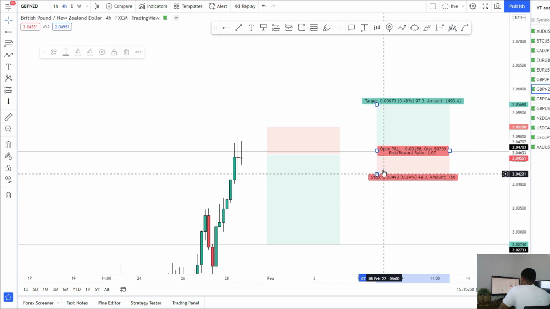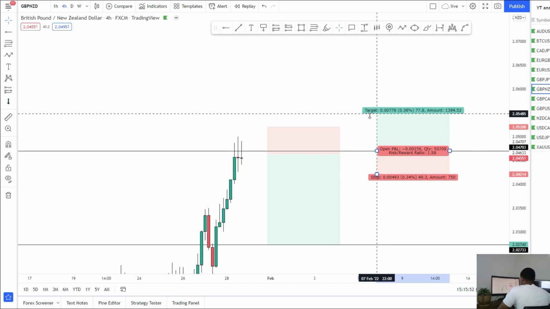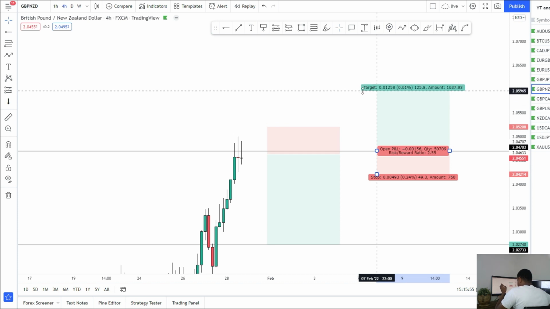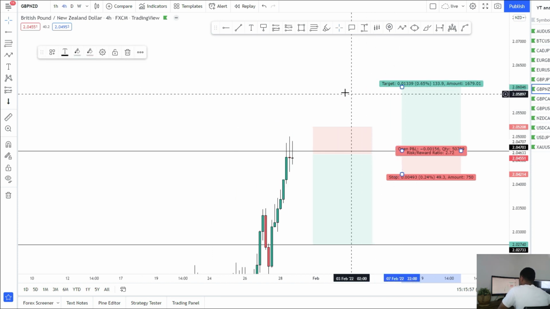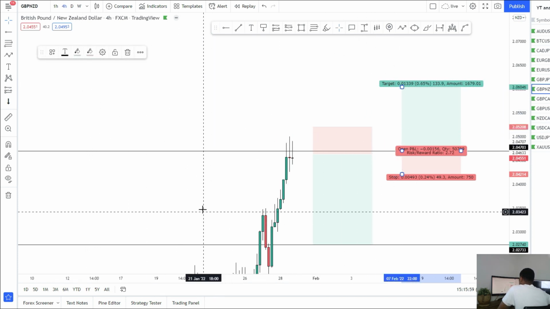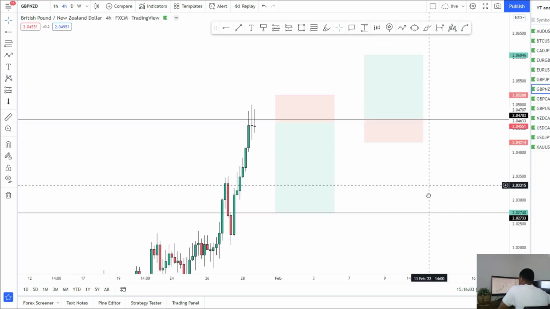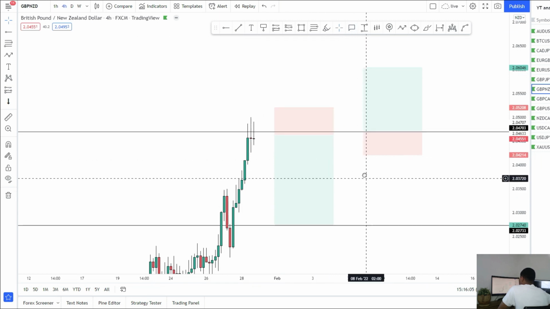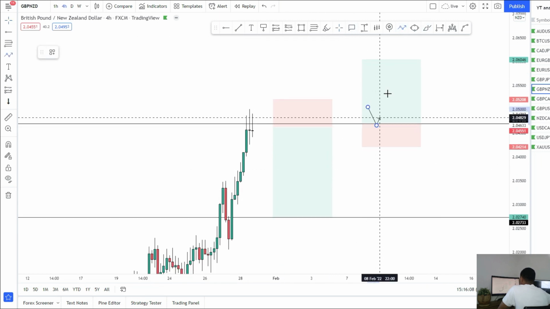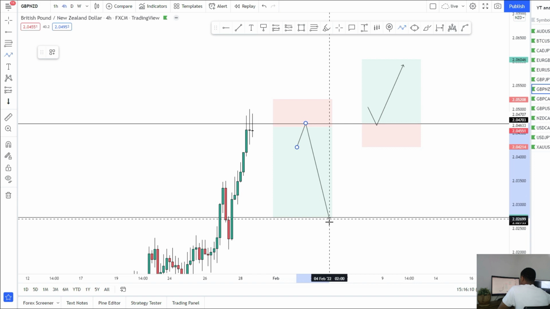Probably the next psychological level will be 2.006, which does line up with those wicks there that I just showed you on the daily. So if we can hold this, some nice sells to come back down again and retrace. If not, break and retest. Expect the market to continue a lot higher for next week.